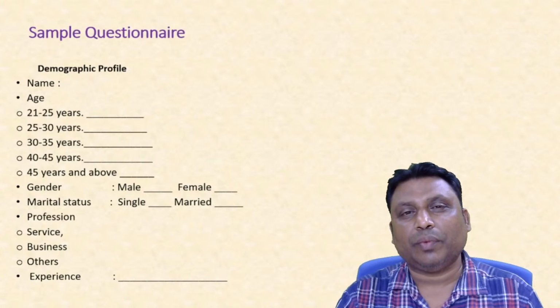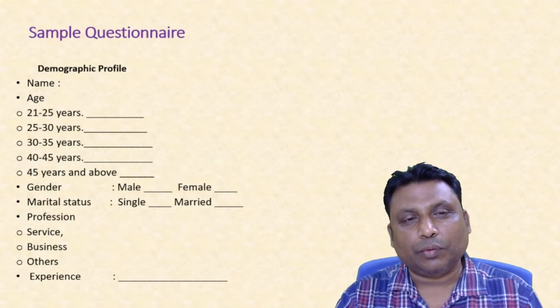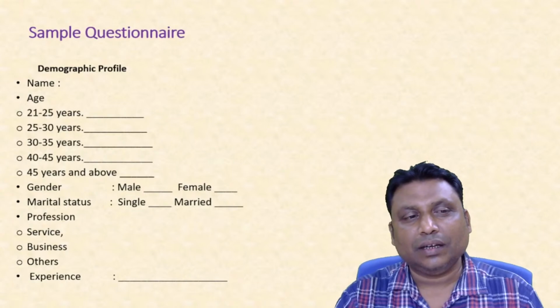Sometimes your requirement is different. Suppose we have to collect information from an age group that can be 5 to 35. Accordingly you can write more than 5 years. Then 5 to 10 years, 10 to 15 years, like this.